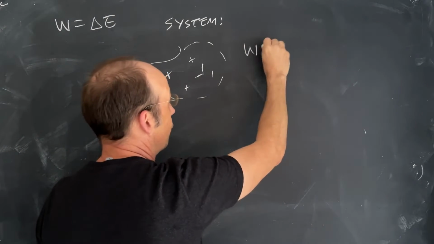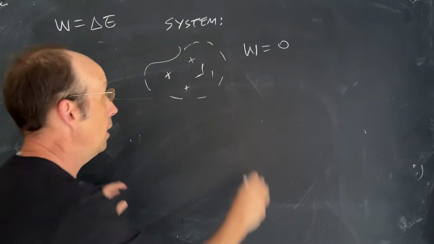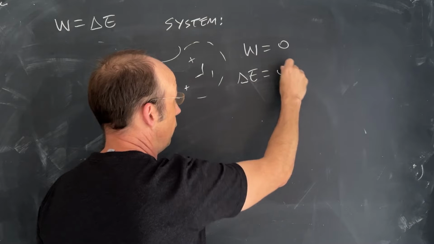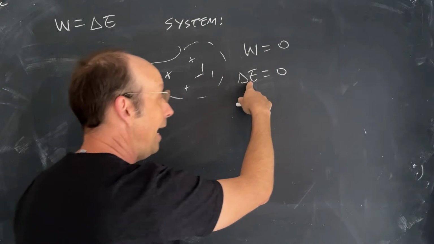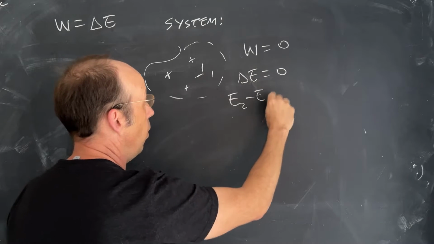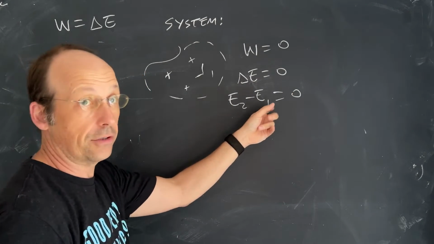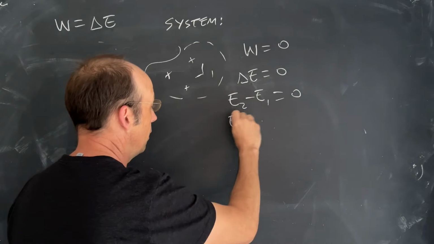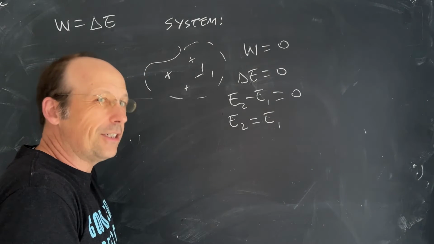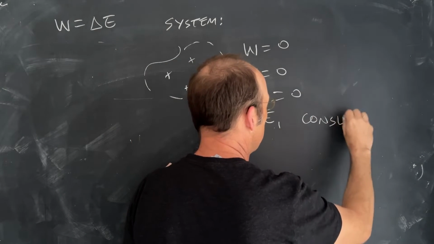And a lot of times we'll say the work done on that system is 0. If that's true, then I'm going to say the change in energy is 0, because the work is a change in energy. And this could be written as E2 minus E1 equals 0. So that's the change in energy. The final energy minus initial energy is 0, or E2 equals E1. So this is what you'll see a lot of times when we talk about conservation of energy.